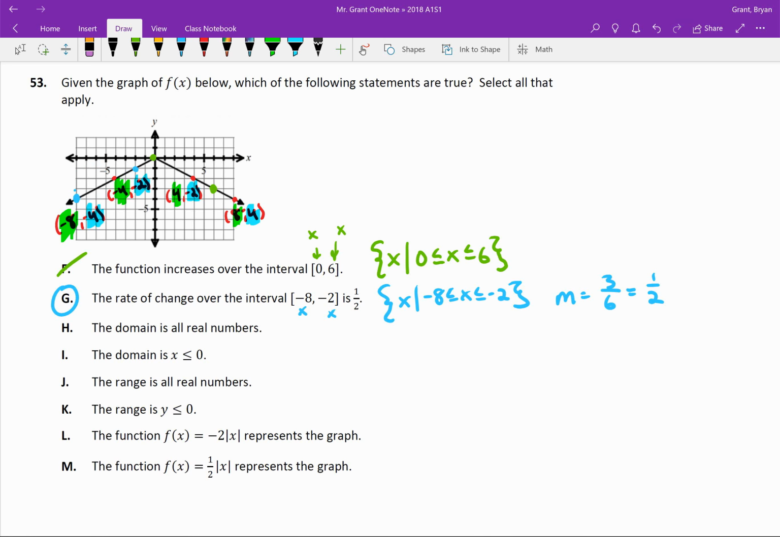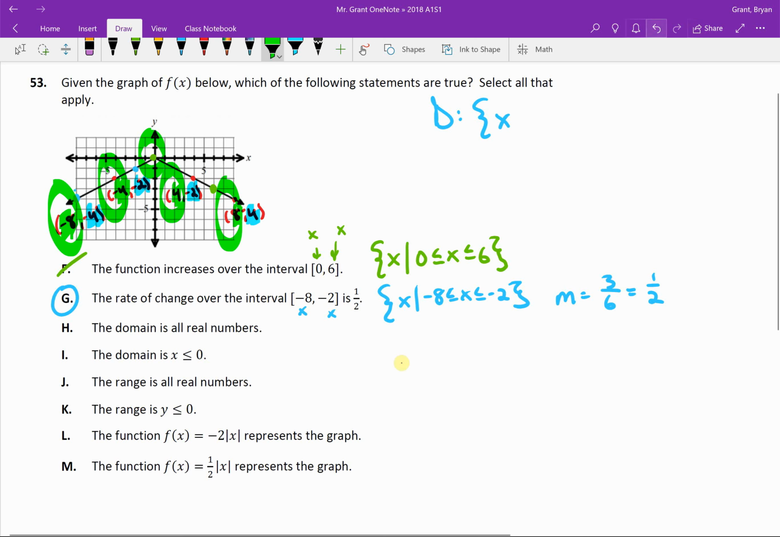Alright, letter H. Is our domain all real numbers? Now remember, our domain is just a list of what all the x's are going to be. So what is x in here? Well, remember I highlighted x in that green highlighter. We have x's that are negative numbers, we have x that's 0, we have x that are positive numbers. I think our x's can be any number on here.